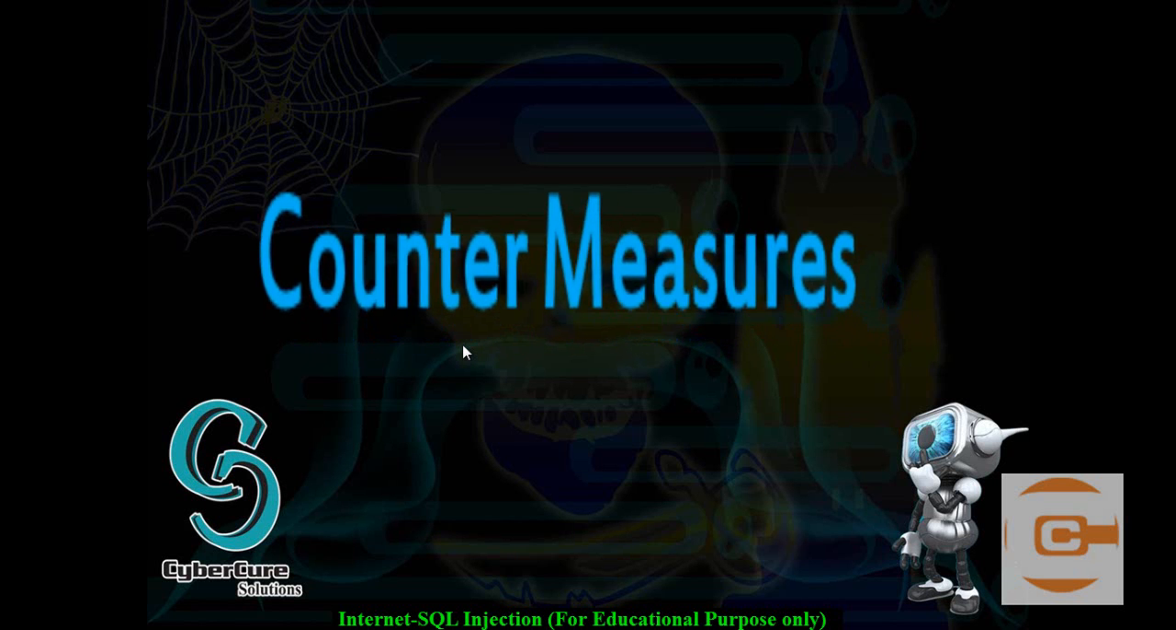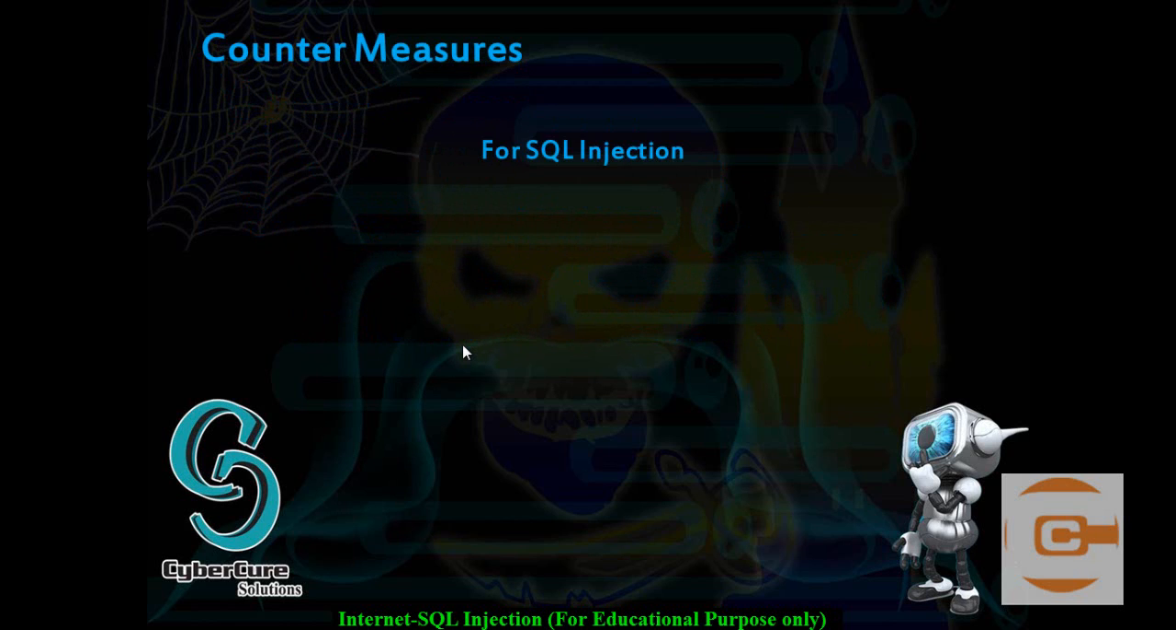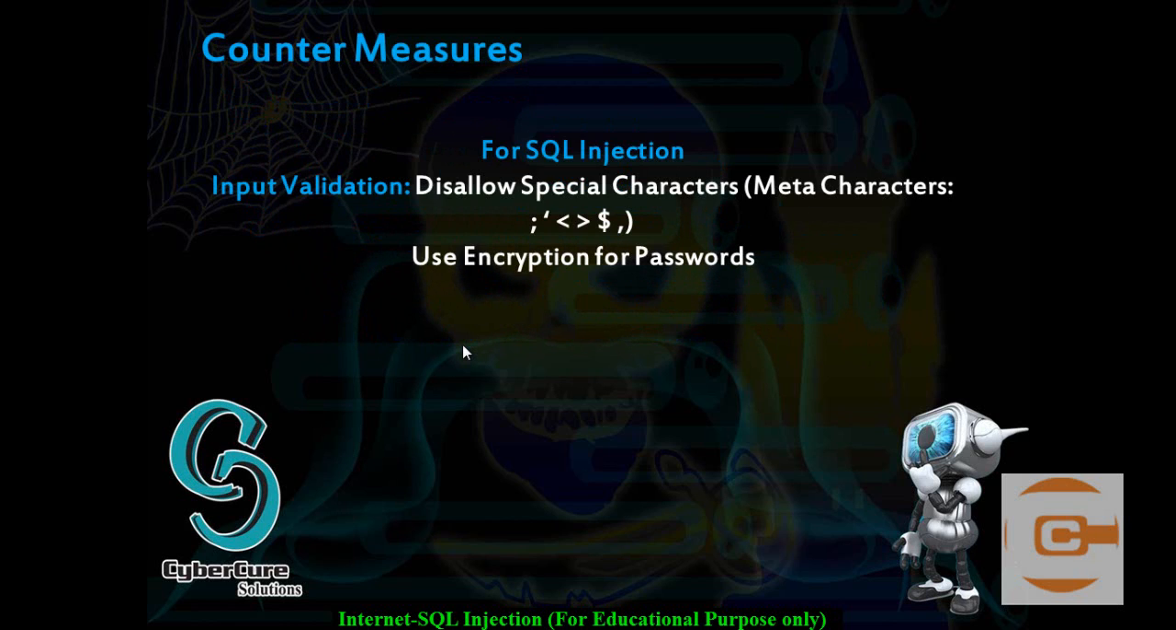So what you need to do is take two countermeasures. You need to keep two countermeasures in mind. One is input validation, that is, restrict the special characters in the login box using JavaScript or PHP script. Another is use encryption or hashing for passwords in the database. This will secure your website from SQL injection. Now, hopefully, when you develop a website, you can secure yourself from SQL injection.